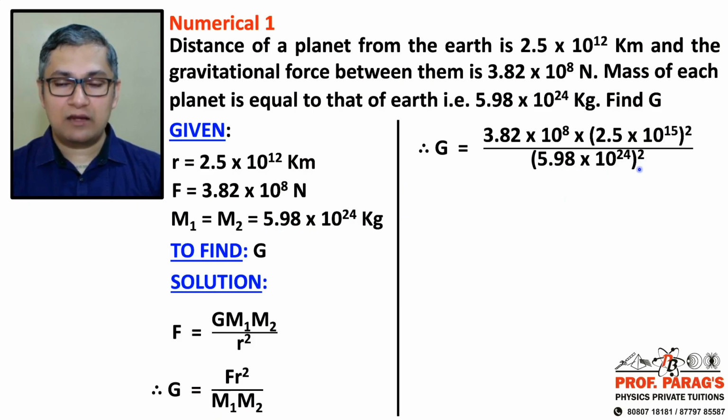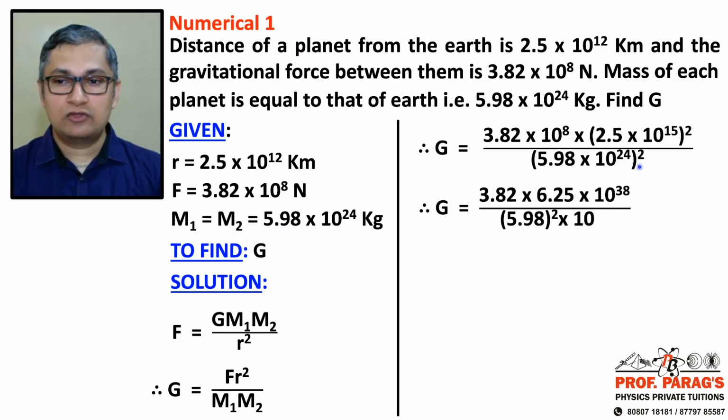Okay, so now, how do we solve this further? First of all, 2.5 square is 6.25. Please note that square of 25 is 625, so if square of 25 is 625, then 2.5 square is 6.25. Now, 10 raised to 15 square will become 10 raised to 30. 30 and 8 will become 38, 10 raised to 38. So that's the power of 10 in the numerator. In the denominator, we still have 5.98 squared, and 10 raised to 24 square is nothing but 10 raised to 48.